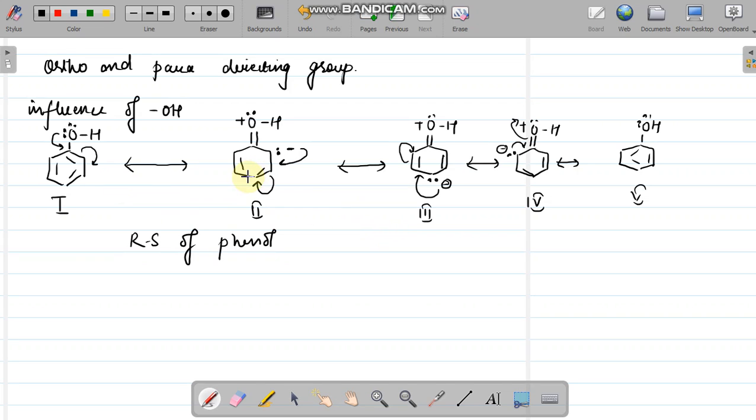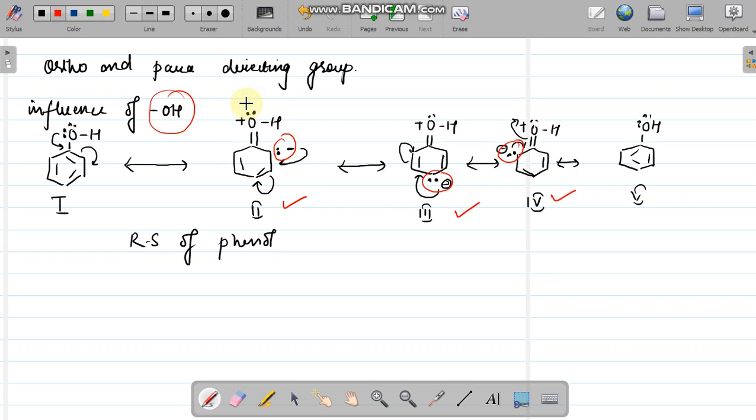Therefore, it is an activating group. Now the typical reaction of aromatic hydrocarbons is the electrophilic substitution reaction, meaning electrophiles are going to attack on the benzene ring. If you look over here, in your structures number 2, 3 and 4, the electron density is very high at the ortho position. This is your ortho position, and at the para position. Therefore, we say that this OH group is an ortho and para directing group.